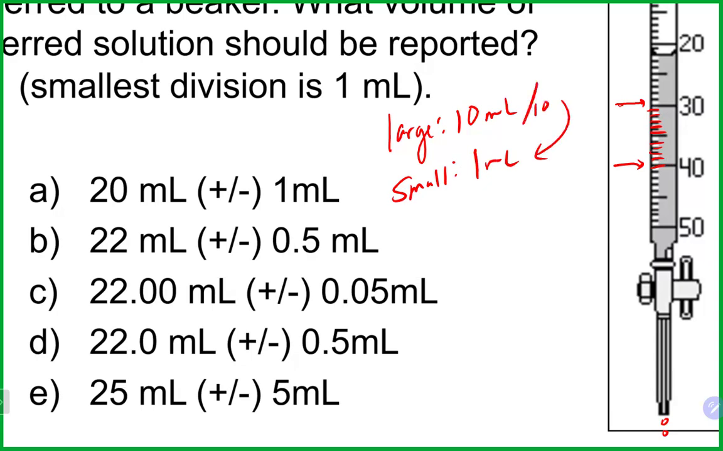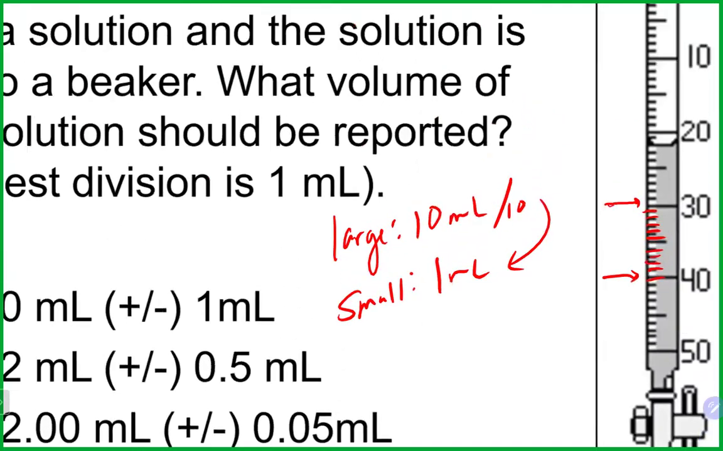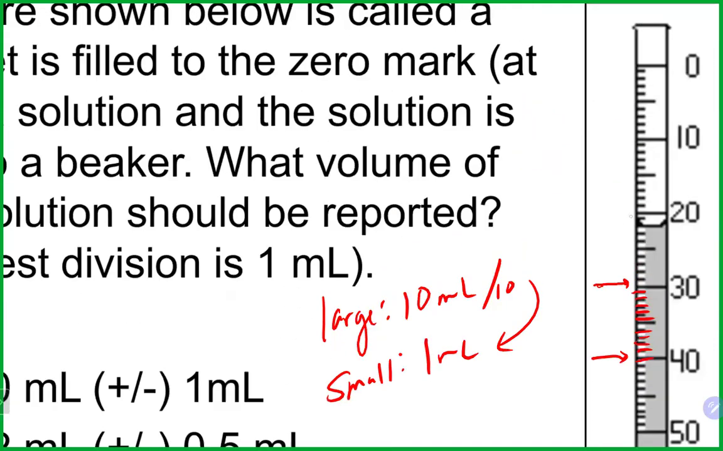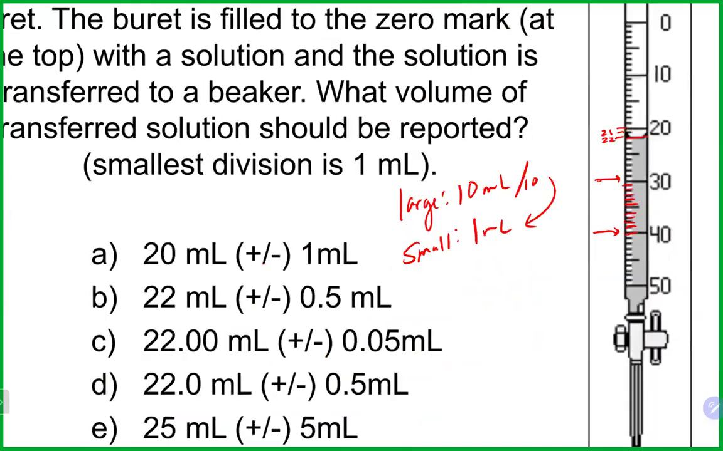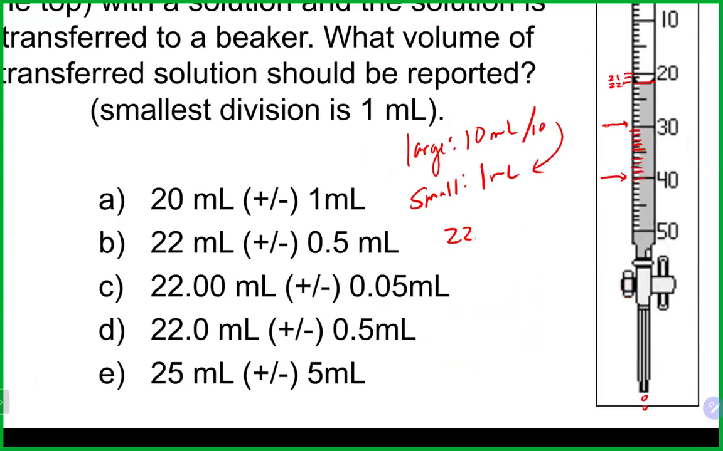So if we come up here to where our liquid is, it does appear that would be 20. Right here would be 21. And it does look like perhaps it's right on the 22 mark there, as we would want to read the bottom of our meniscus. So we definitely would record 22.